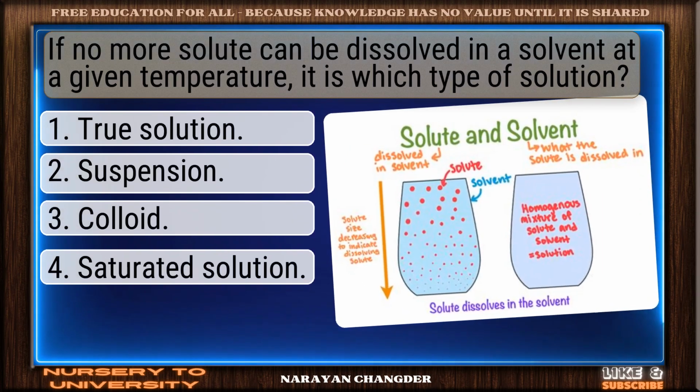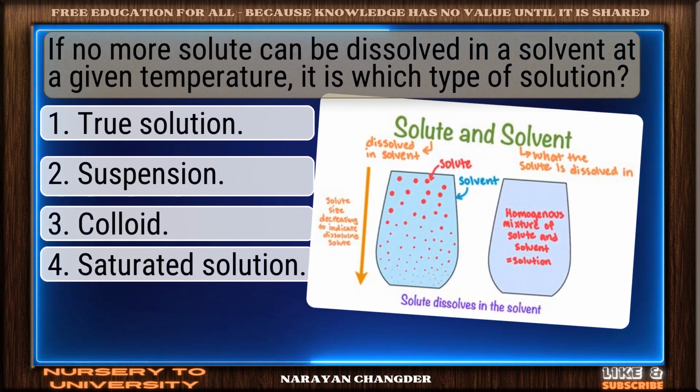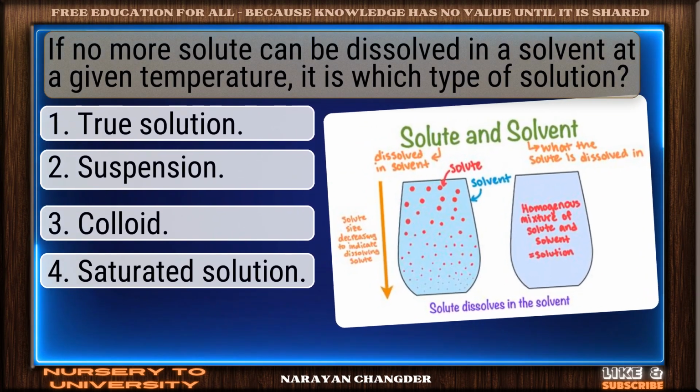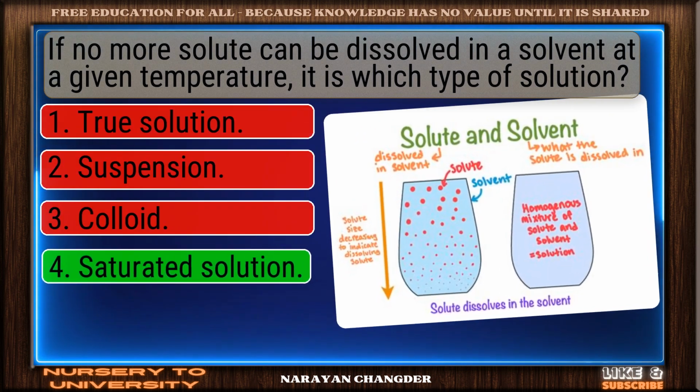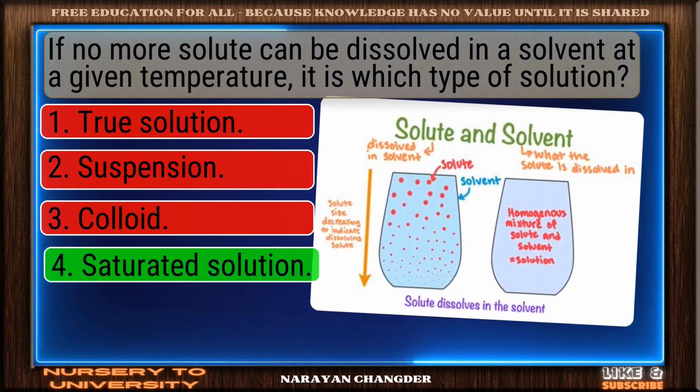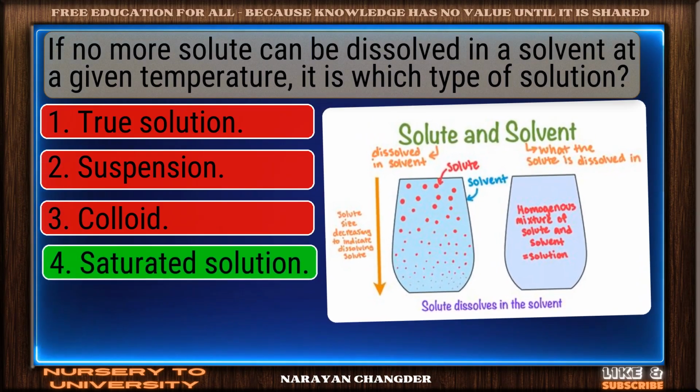Question number 37. If no more solute can be dissolved in a solvent at a given temperature, it is which type of solution? Exactly. Saturated solution makes sense and it is right choice.